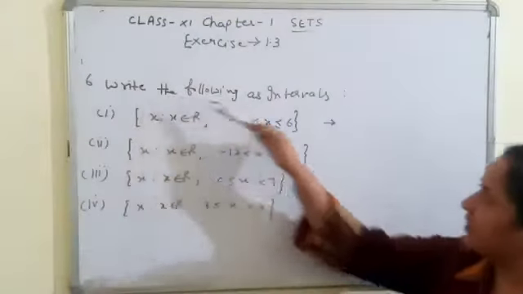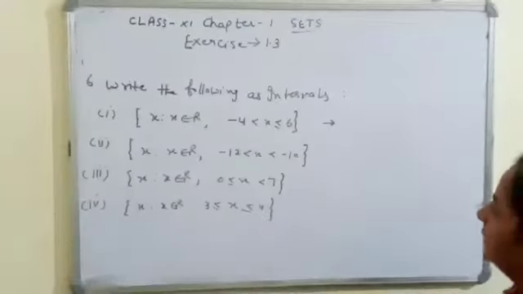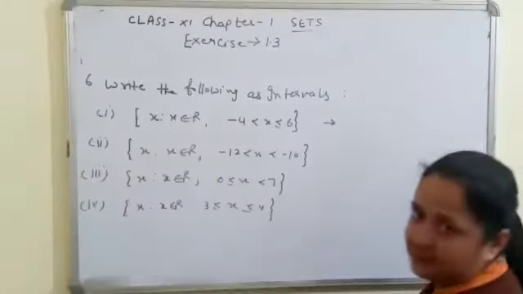Question 6 is: write the following as intervals. First part is {x : x belongs to R and -4 < x ≤ 6}. x belongs to R, where R is the real numbers here.